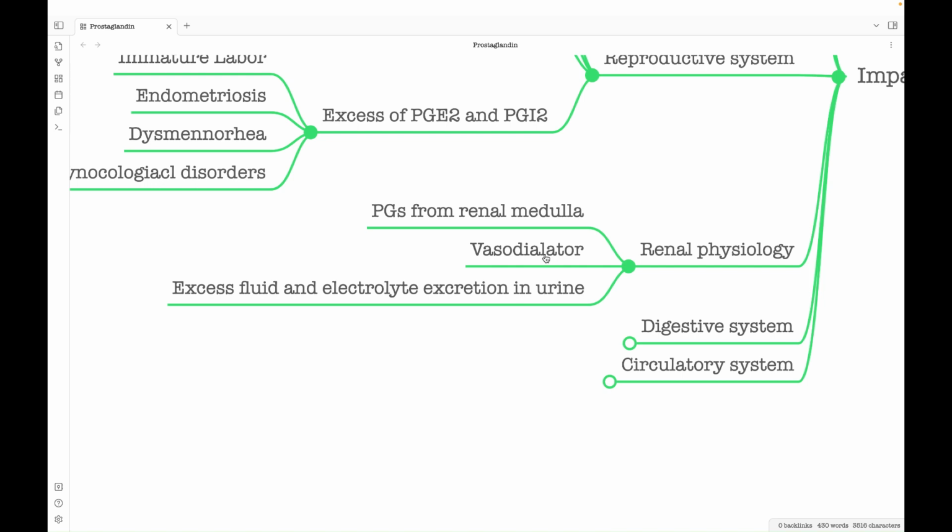They act as vasodilators, meaning they are associated with vasodilation, and so excess fluid and electrolyte excretion in urine is caused by this increased level of prostaglandins from the kidney or renal medulla.